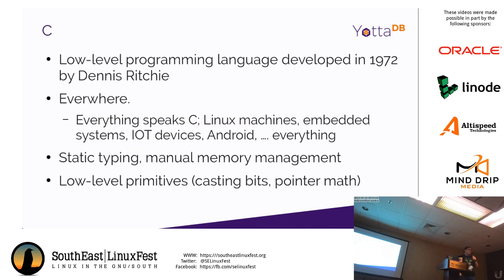C is a low-level programming language, which started life in the 1970s, I believe. It's a little bit older than Go, a little bit older than YottaDB. It's everywhere, right? So Linux is written in C, yes? All right, and then we all know what that is. We have other important projects written in C, including Apache, including, I don't know, I hear something about an NTP program that was once written in C, things like that.